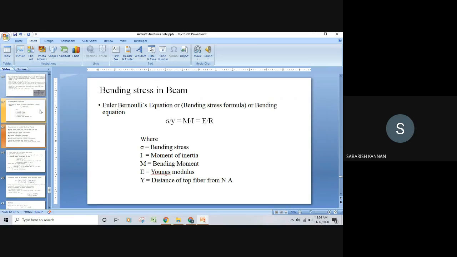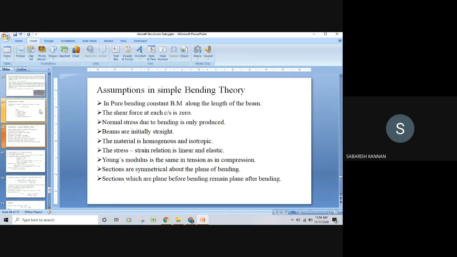So now just move on to the assumptions in the simple bending theory. So simple bending theory, what are the assumptions we follow?